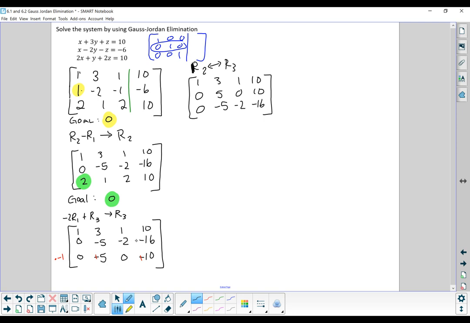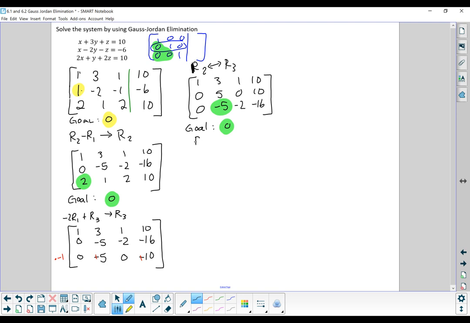When you're switching rows, I would be very careful and double check it, because a lot of times people will make a little error there. Okay, so now the thing I want as my goal is to get this bottom triangle of zeros. So my goal now is to get a 0 here, which is not going to be too bad because I have that positive 5 right above it. So my goal is to get a 0 in that green spot.